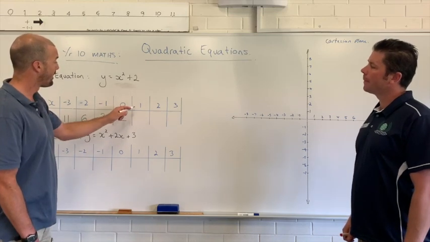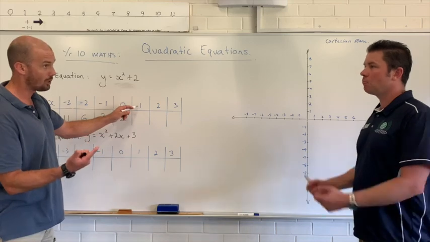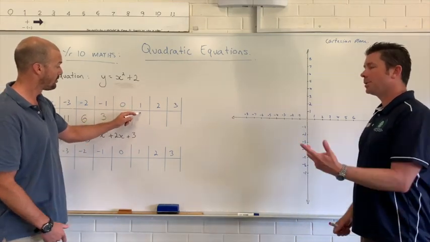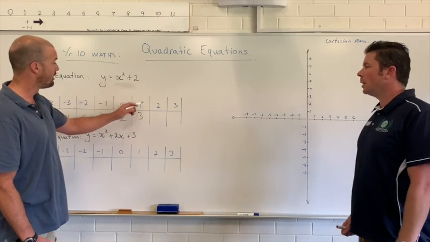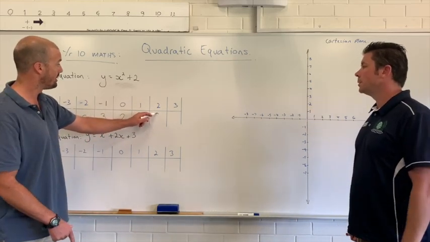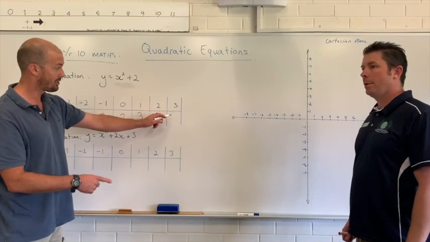Now 1 squared. 1 times 1 is 1. Plus 2 is 3. 2 squared is 4, plus 2 is 6. And 3 squared is 9, plus 2 is 11.